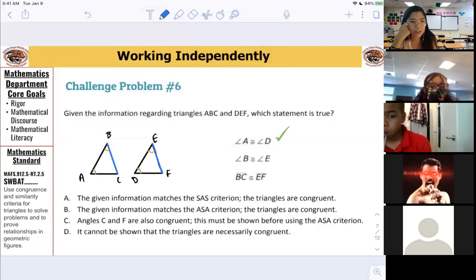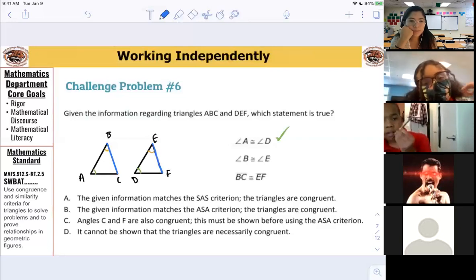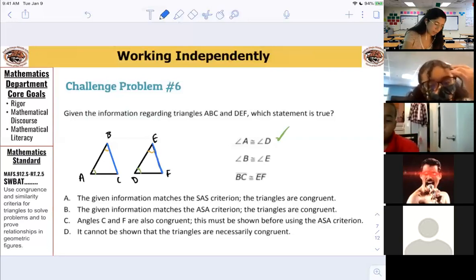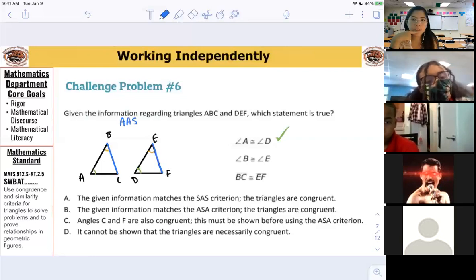The triangles are congruent. Does it match right away though? No. It would be AAS, but that's not an option. Right, so we know this is AAS. We know that. So now we have to pick the best option since that's not one of the options.